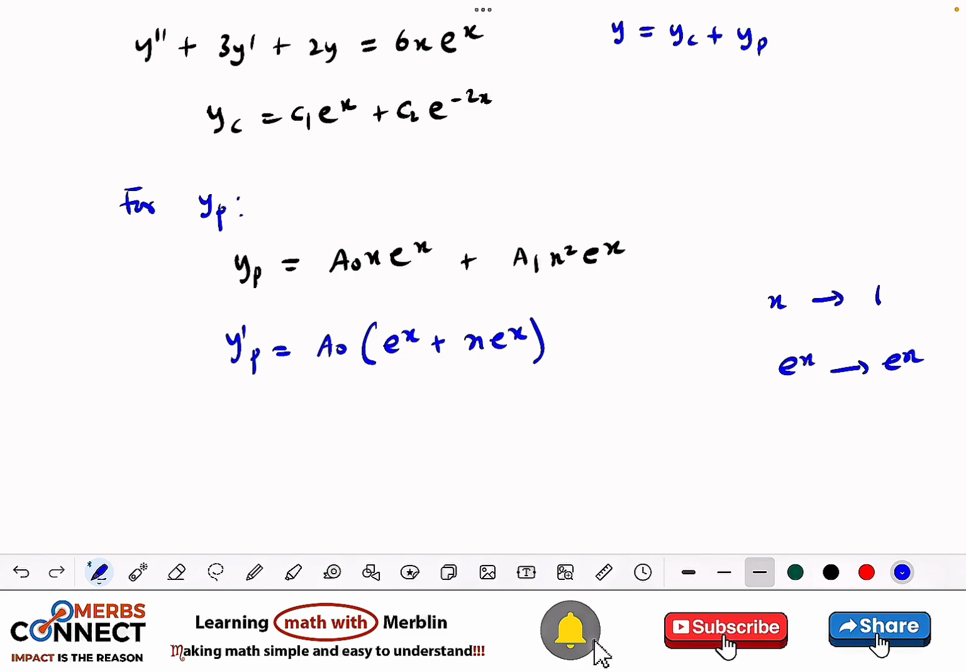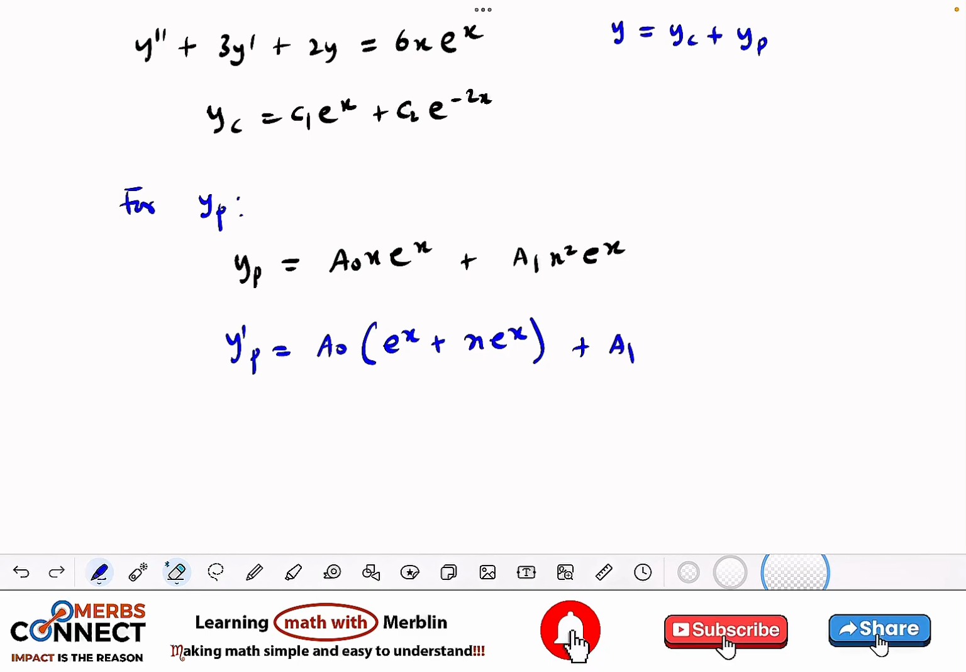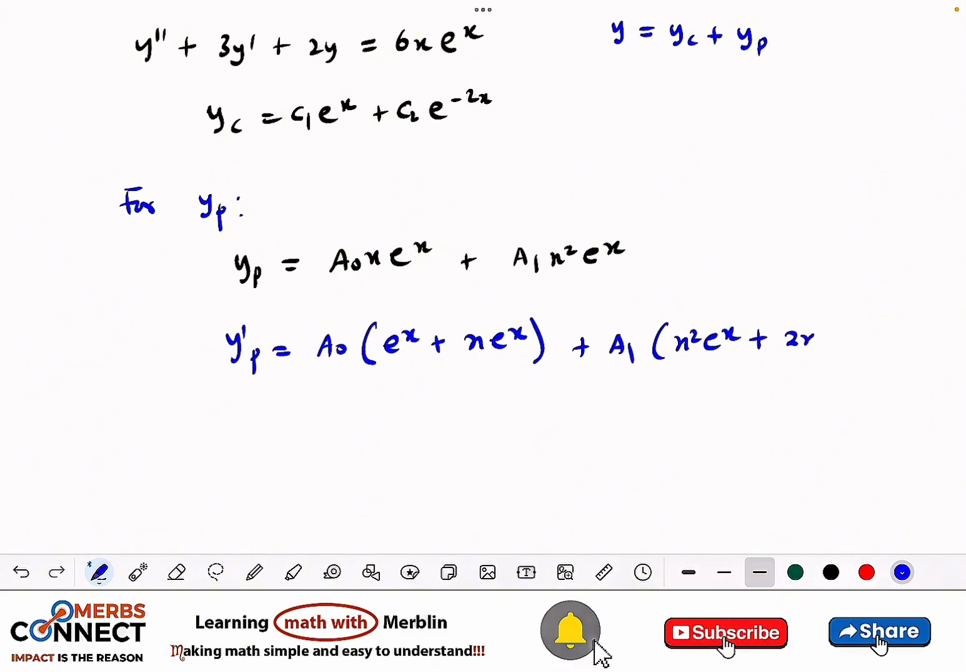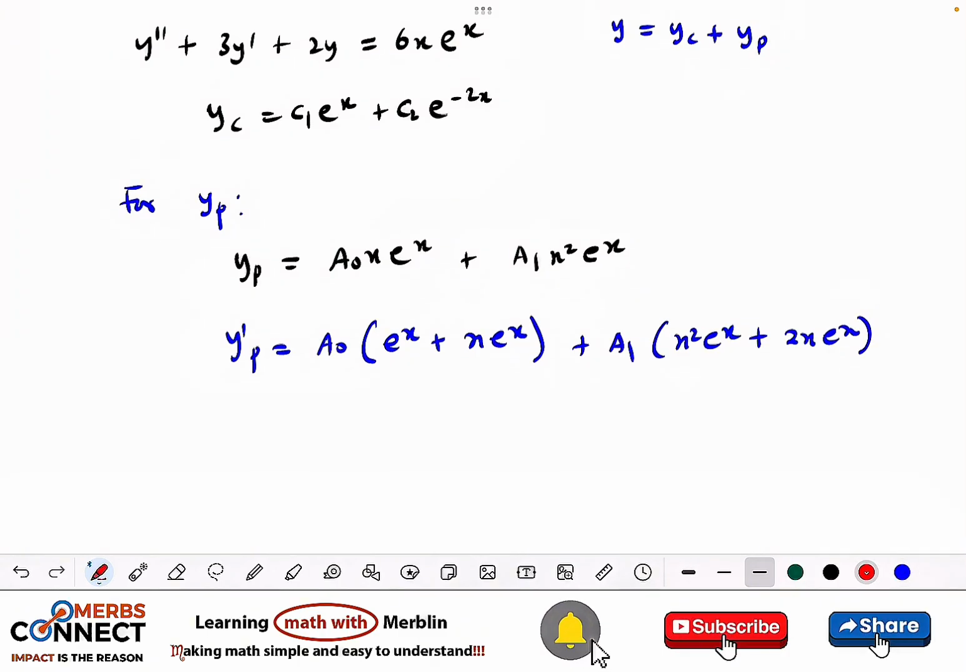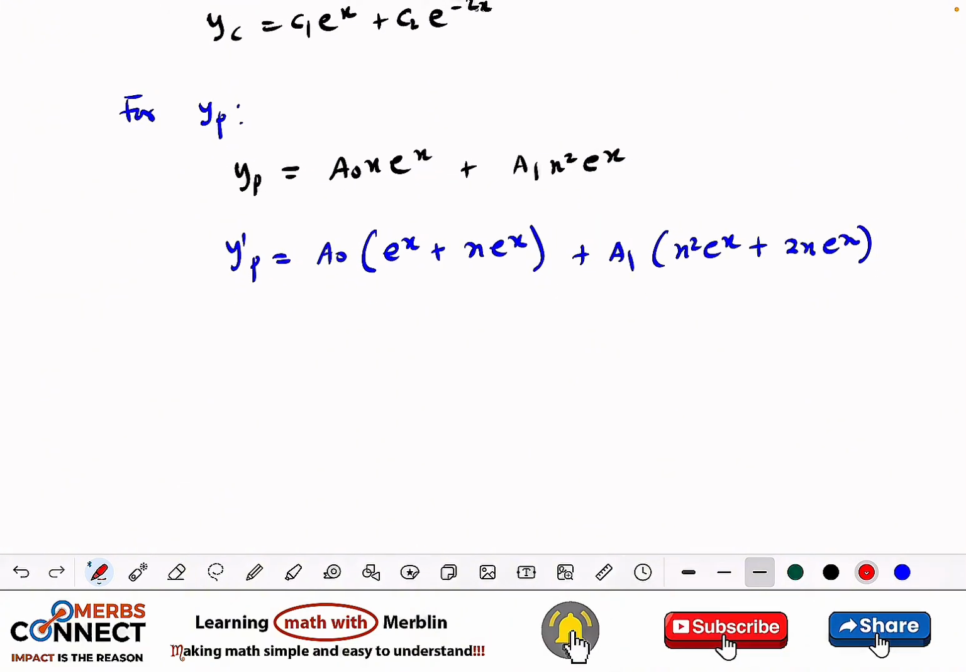So that's what I'm going to get, plus a1 out, product rule for this one too, but this one we have x squared, and we have e to the power x. So when I differentiate x squared, I'm going to have 2x. So when I finish, this times this and then this times that. So that's the product rule. So I'm going to have x squared e to the power x plus 2x e to the power x. So this will be the first derivative.